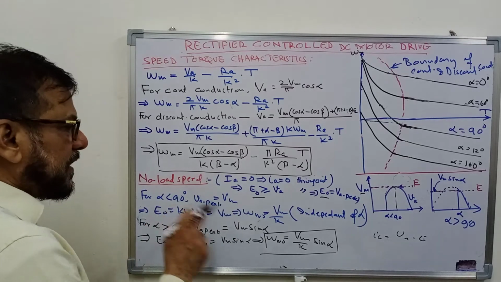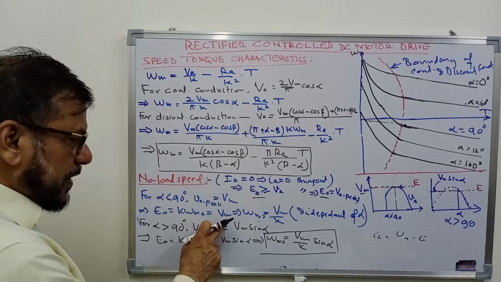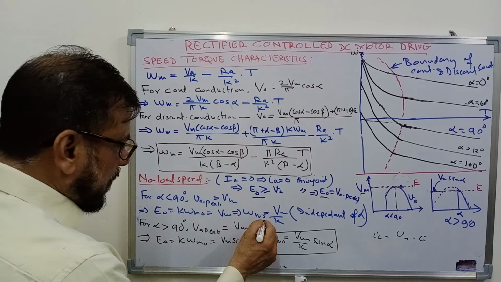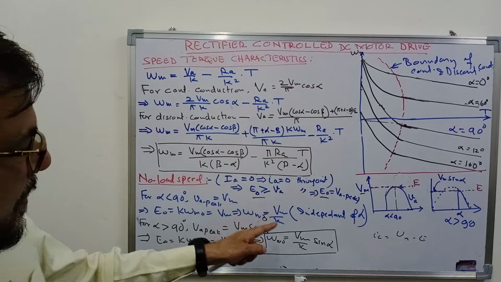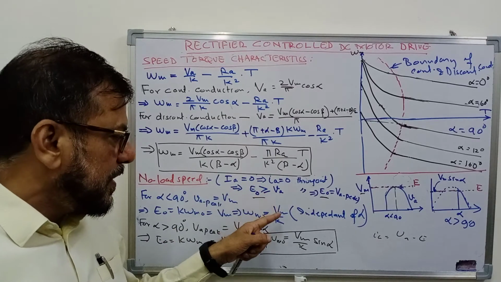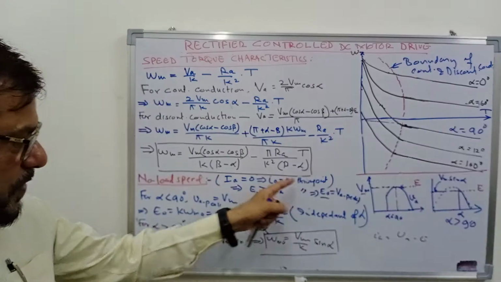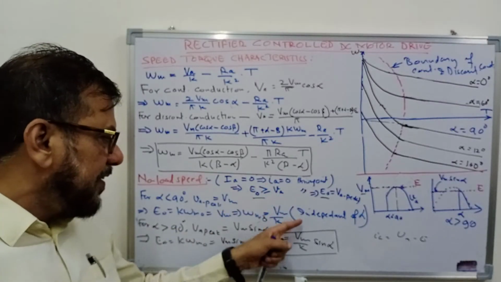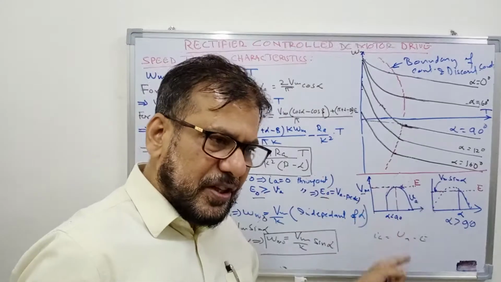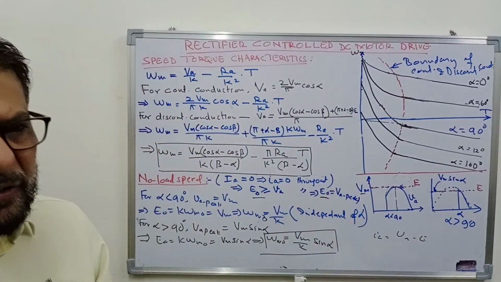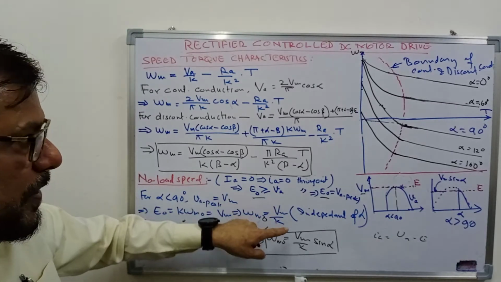So E naught, that is equal to K omega m naught, where omega m naught is the no load speed, will be equal to Vm, and omega m naught you can write as Vm upon K. So the no load speed will be Vm, which is a constant, upon K, which is a constant. So it is constant irrespective of the value of alpha, whether the firing angle is 60 degrees or 30 degrees or 20 degrees or 0 degrees, the no load speed will remain Vm upon K.